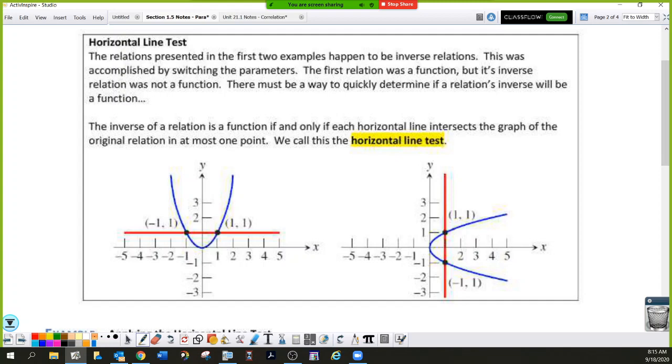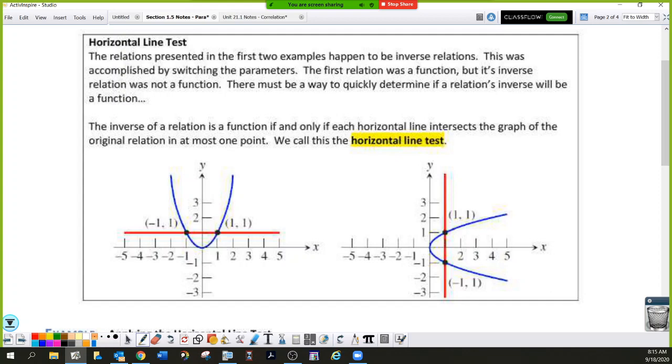So we could have looked at the original question, a standard up and down parabola, and said, we know its inverse is not a function because it fails the horizontal line test. The relations in the first 2 examples happen to be inverse relations: a standard up and down parabola and a standard left and right parabola. This was accomplished by switching the parameters. The first relation was a function, it passed the vertical line test, but its inverse was not a function, it failed the vertical line test.